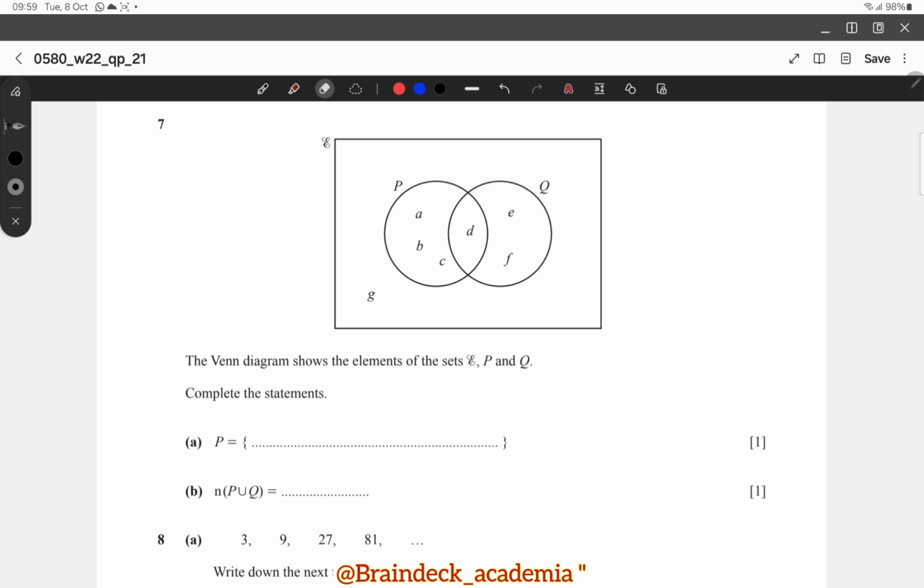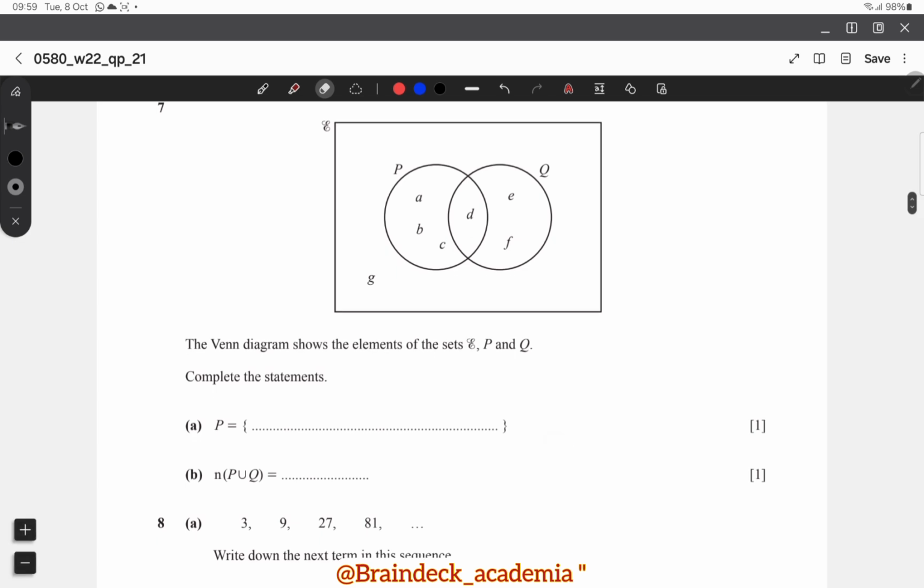Alright, so number 7, the Venn diagram shows the elements of the sets of the universal set, P and Q. They say we should complete the statement. So what are the elements in P? This is what it is saying. The elements of P are everything here in this P. This is P, so that will be A, B, C, and D. Let me write it: A, B, C, D.